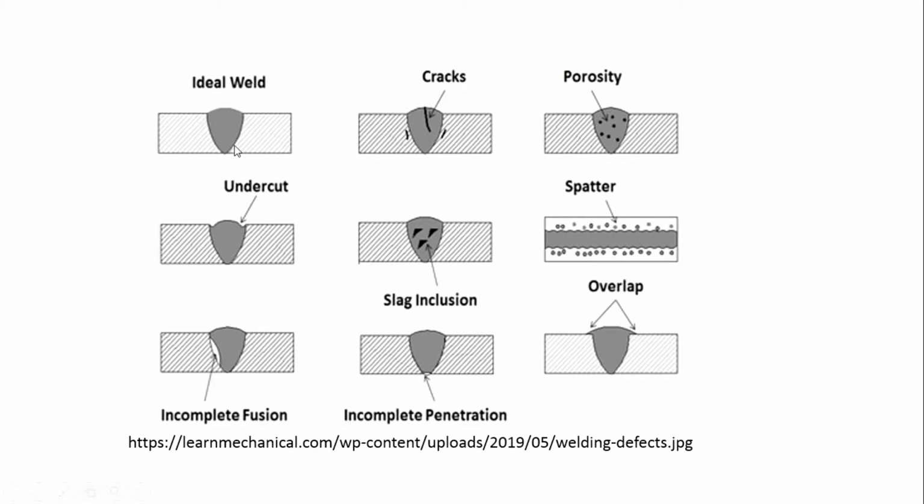This is an ideal weld. You can see it was fully penetrated, and just a small amount of reinforcement is coming out from the surface. What about the connecting surface? Everything is okay. And if you see some cracks appearing in the weld as well as at the side of the workpiece, this may happen due to high heat input.